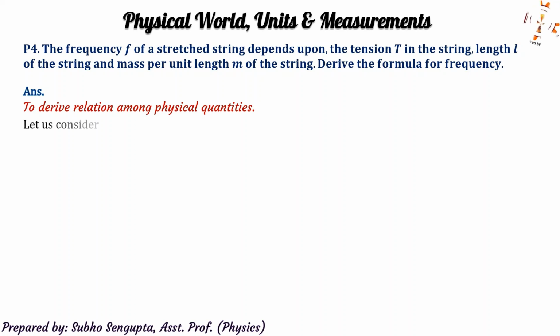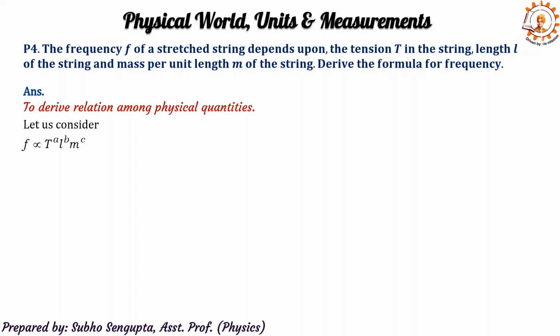Let us consider that the frequency depends on the tension raised to the power a, length of the string raised to the power b, and mass per unit length raised to the power c. So, mathematically we write small f proportional to capital T to the power a, small l to the power b, small m to the power c.